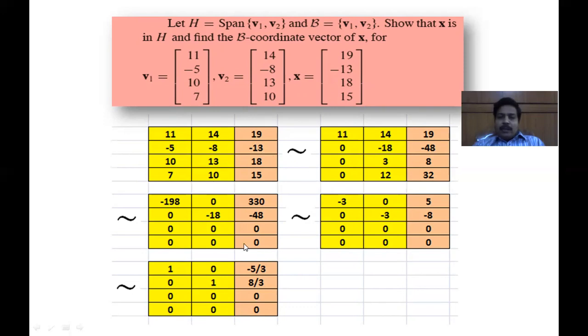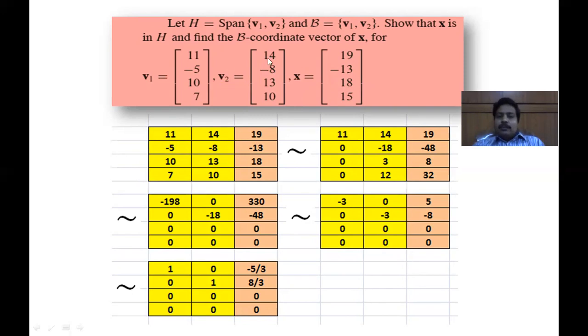So this is programmed in an Excel file. So these are the results. From this you can easily see that the system is consistent, and the solutions are also clear here. So your C1 is minus 5 by 3 and C2 is 8 by 3. That is, X can be represented as minus 5 by 3 V1 plus 8 by 3 V2.